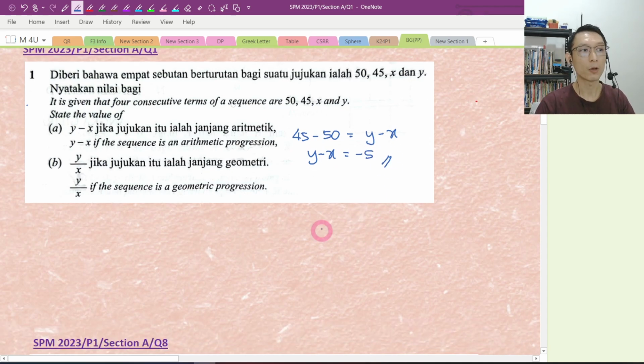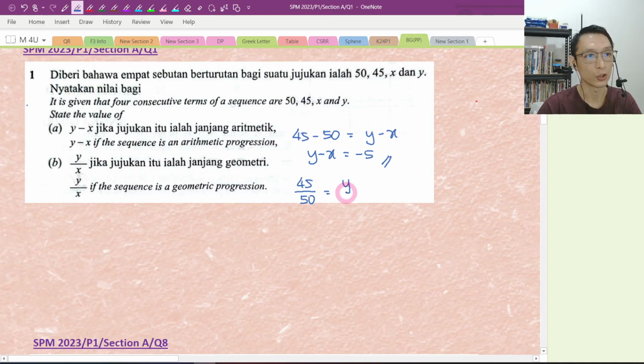Okay, so how about B? We want to find the value of y over x if the sequence is a geometric progression. For a geometric progression, we have a common ratio. So 45 divided by 50 is equal to y divided by x, right? So y over x is equal to, you just simplify this fraction, divided by 5 divided by 5. So y over x is equal to 9 over 10.